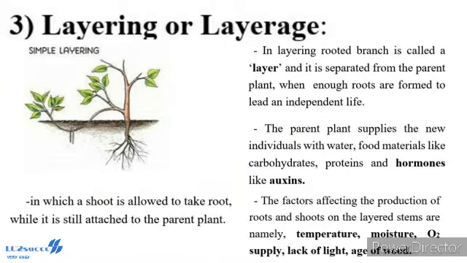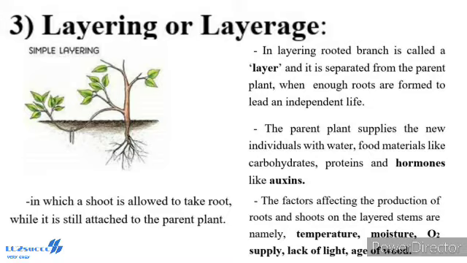Third one, layering method or layerage. Layering is a vegetative propagation in which a shoot is allowed to take root while it is still attached to the parent plant. In layering, the rooted branch is called a layer and it is separated from the parent plant when enough roots are formed to lead an independent life. The parent plant supplies the new individual with water, food material like carbohydrates, proteins, and hormones like auxins.